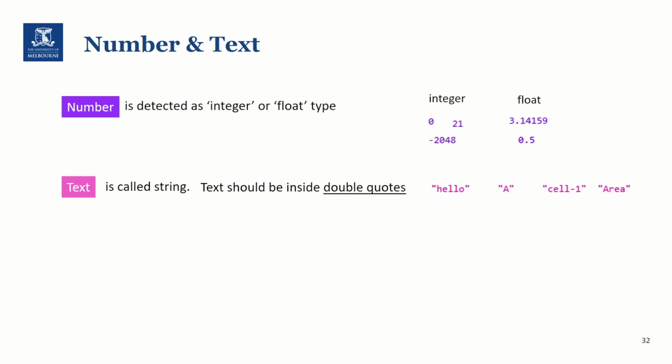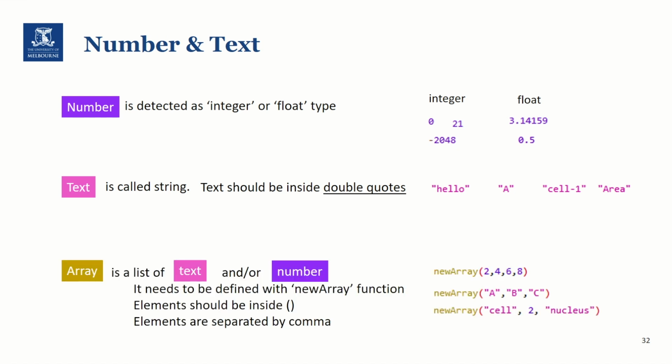When we have multiple numbers or text, we can also make a list of them, which is called an array. An array can be defined with the newArray function, where the items are inside the brackets and each item is separated by a comma.